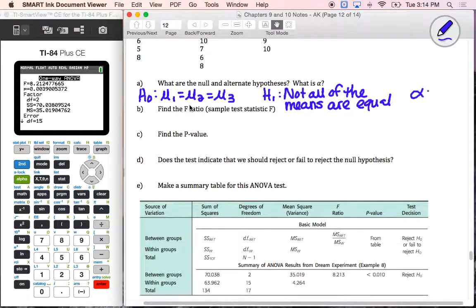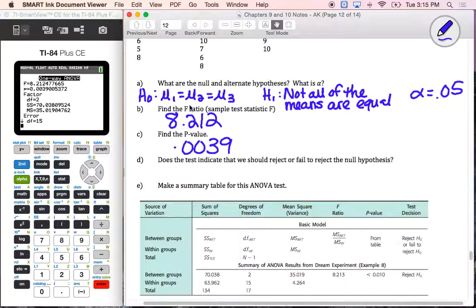And then for our alpha, we are 0.05. Now your F ratio, which is your F statistic there, is going to be 8.212. Your p-value here is 0.0039. Again, WebAssign will tell you how many decimal places that you need. And they want to know if this test indicates we should reject or fail to reject the null.